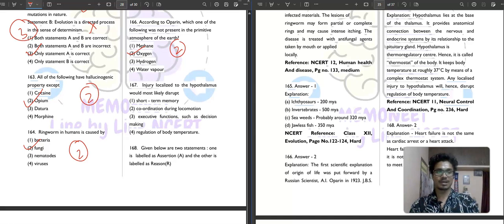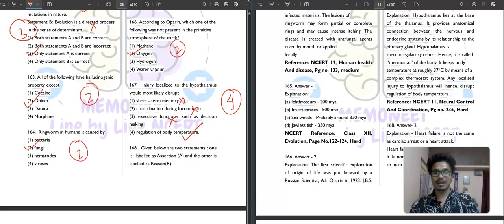Then question number 167. It is saying that injury localized to the hypothalamus would most likely disrupt short-term memory, no. Coordination during locomotion, no. Executive functions such as decision making, no. That is definitely a function of your cerebrum and cerebellum. Regulate body temperature. Yeah, hypothalamus is basically regulating body temperature, so it will definitely be disrupted if there is an injury localized to the hypothalamus. So, fourth option is your correct answer.